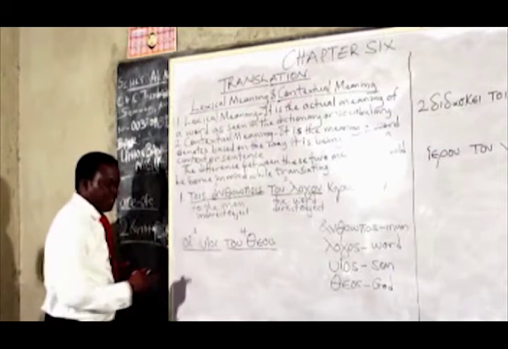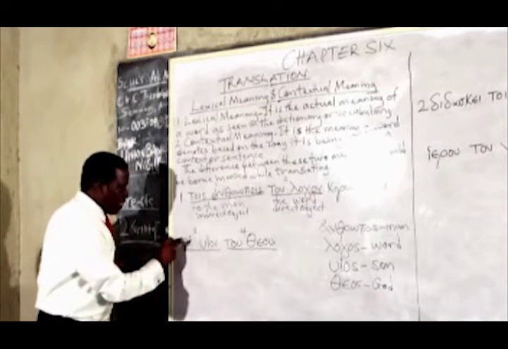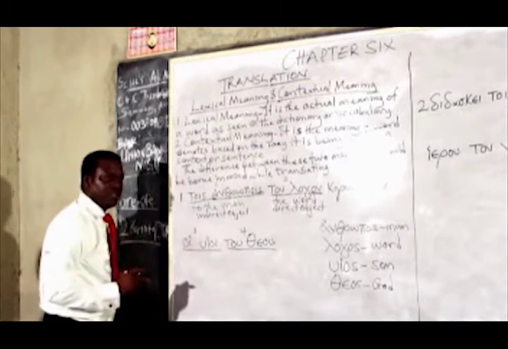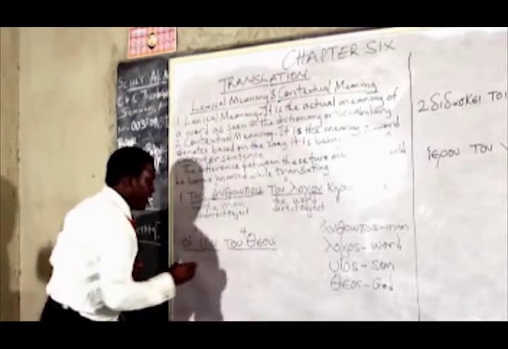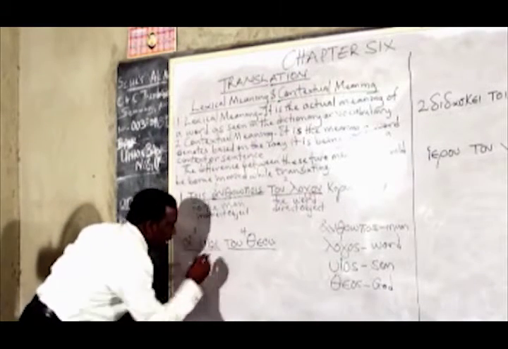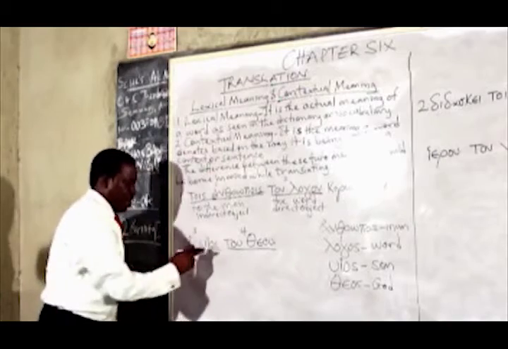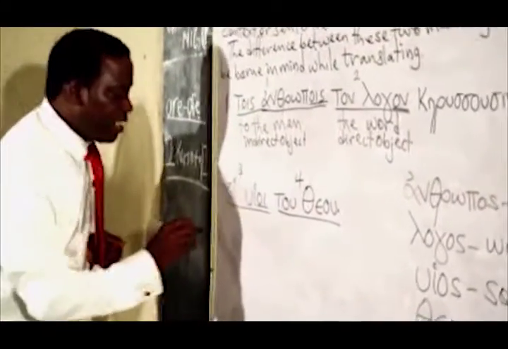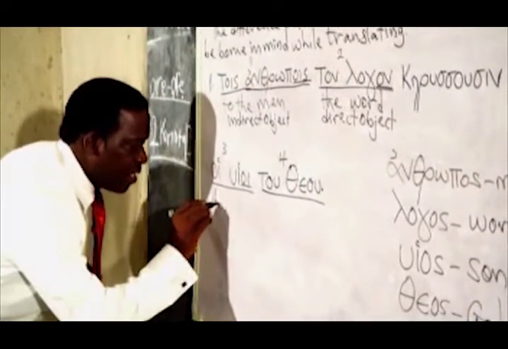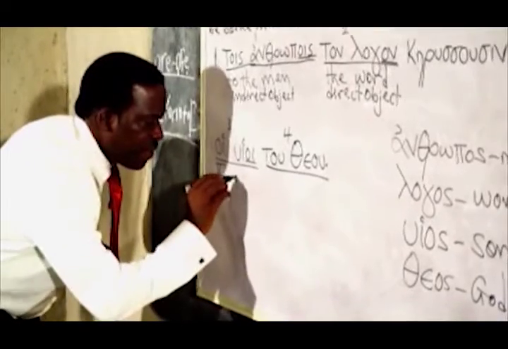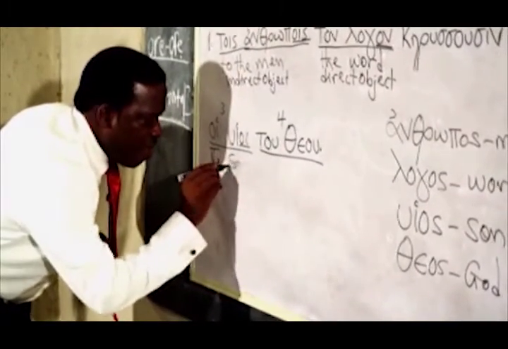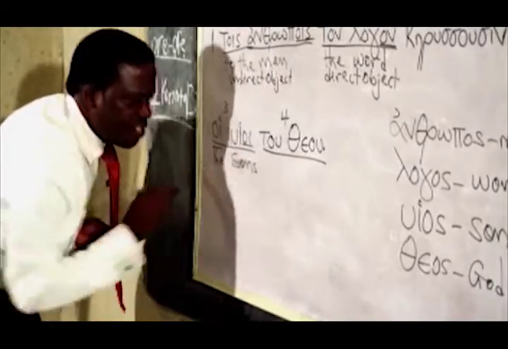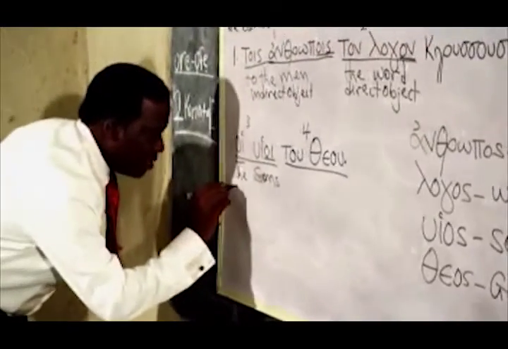Then we come to the next one, which is hoi with oil. The word with hoi means some. And we identify the ending. The ending is nominative plural. That means it will be the men, the songs, nominative.